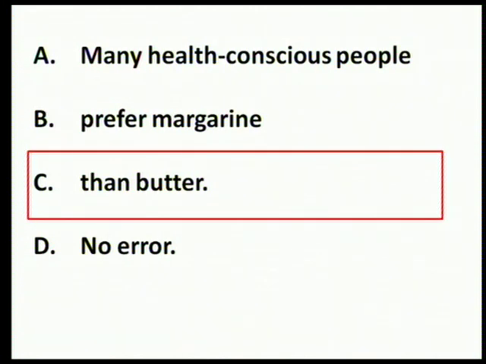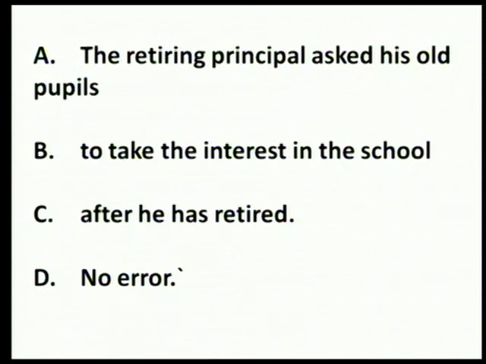C is where the mistake is, because the word should be "over" butter. You always prefer something over another thing. So many health conscious people prefer margarine over butter. It's not "than" butter. You use "than" when you're comparing, but here you're preferring. For example, I prefer winter over summer in terms of weather.